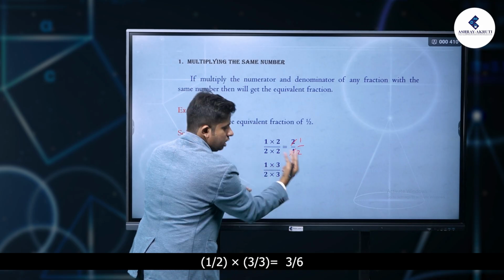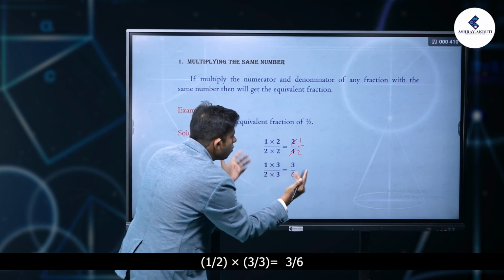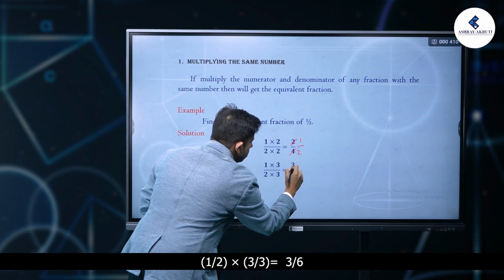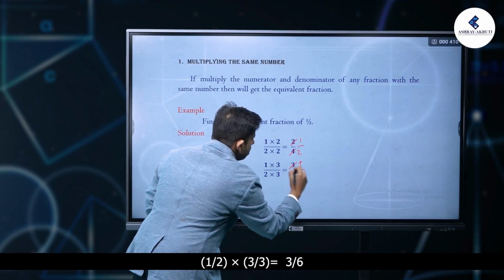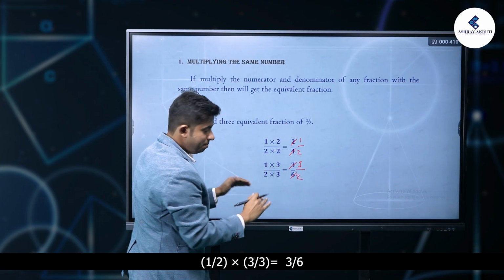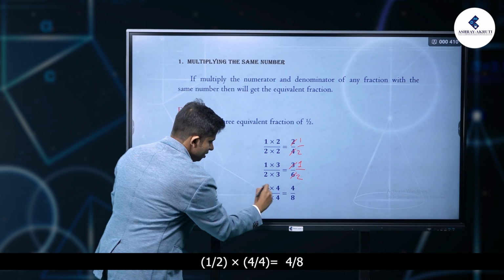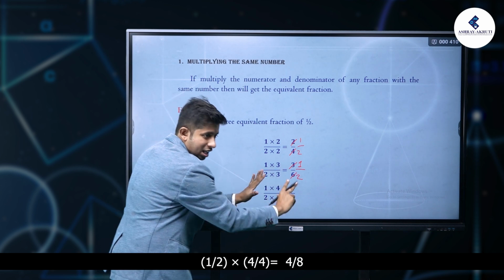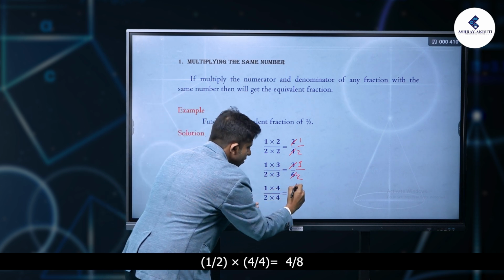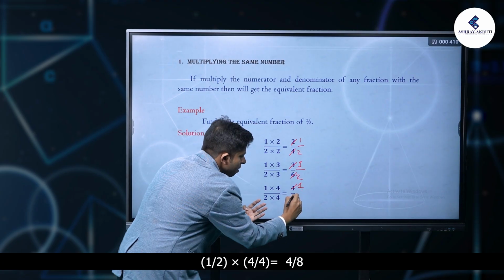1 by 2 multiplied by 3 by 3 is equal to 3 by 6. 1 by 2 multiplied by 4 by 4 is equal to 4 by 8.